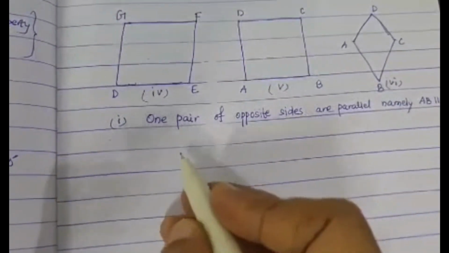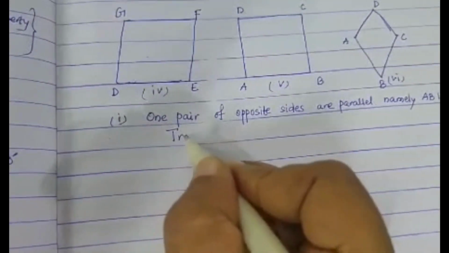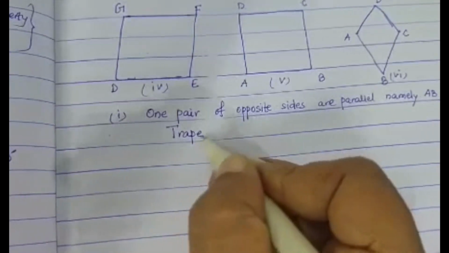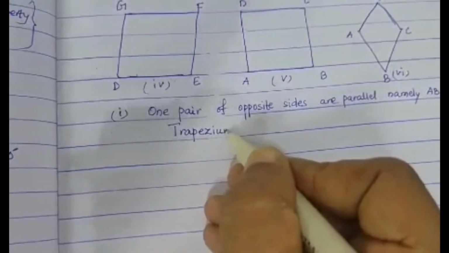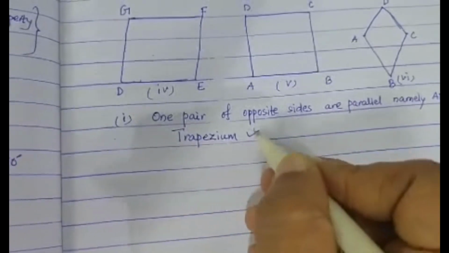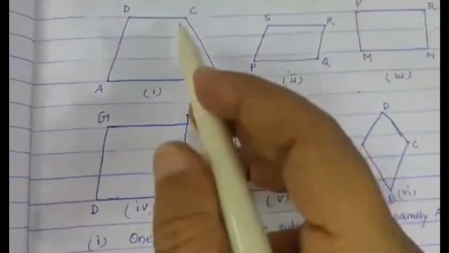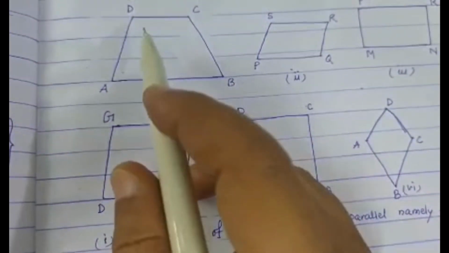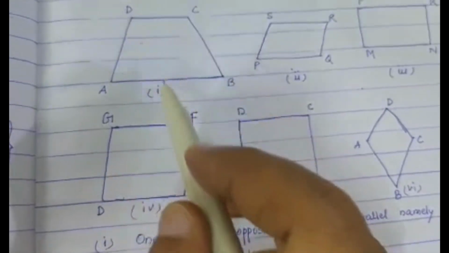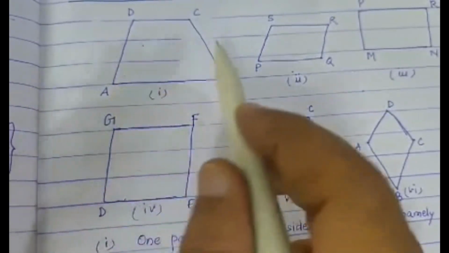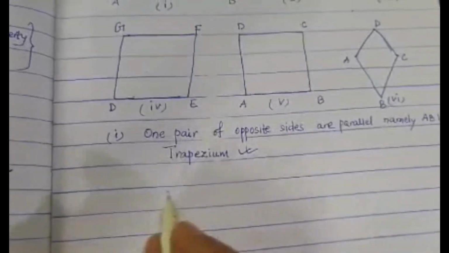Now this will be called a trapezium. If one pair of opposite sides is parallel, then it is a trapezium. So the figure of a trapezium is like this: parallel sides, non-parallel sides. This first one is a trapezium.